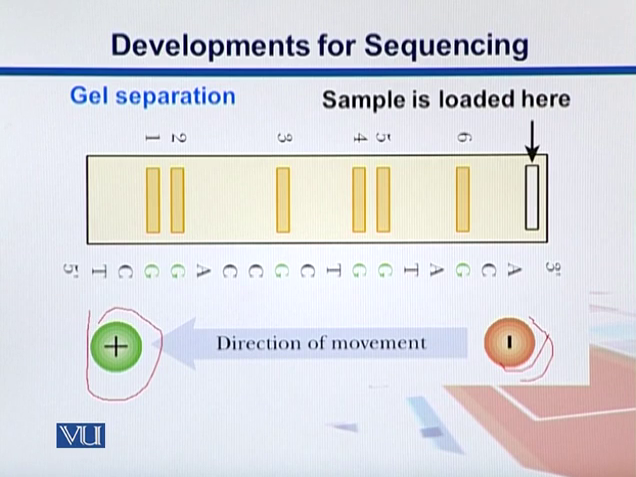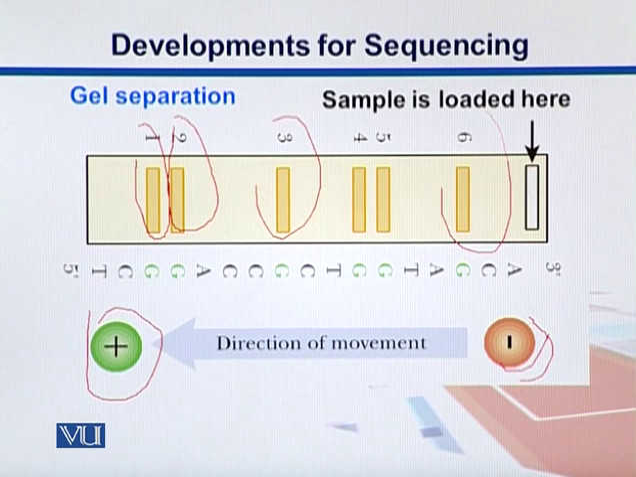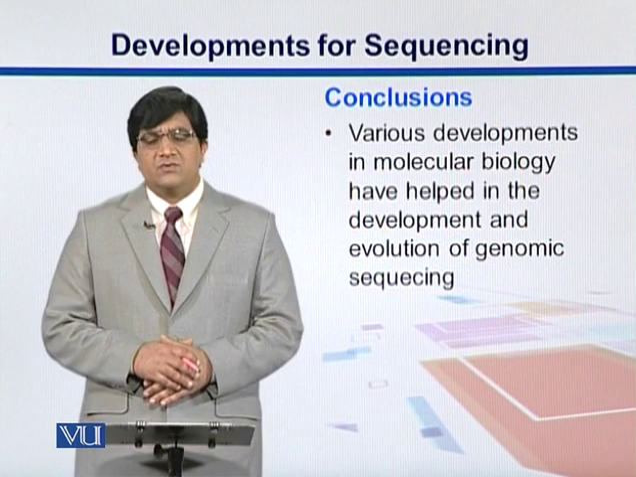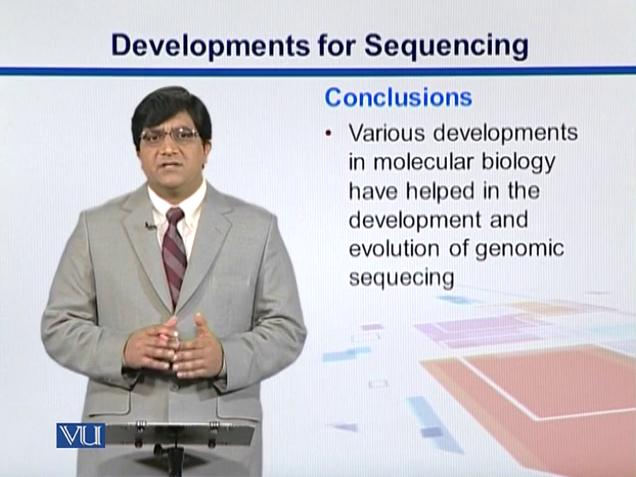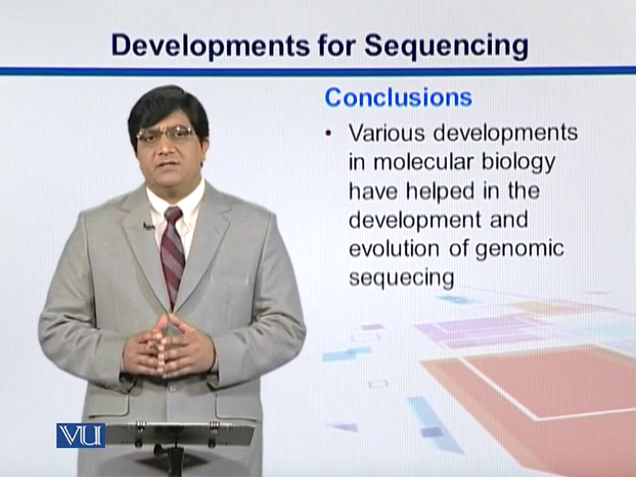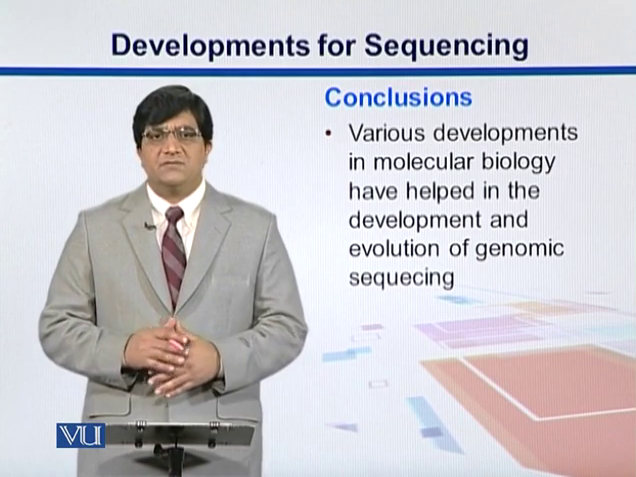They run from the negative to the positive terminal. The smallest particles run faster, then bigger ones, and the biggest ones are at the end. Samples are loaded here in the wells, and by looking at the comparative sizes and positions, we can determine the sequence of the nucleotides. So what we have seen so far is that there are significant advancements in molecular biology that have helped improve genome sequencing technologies.